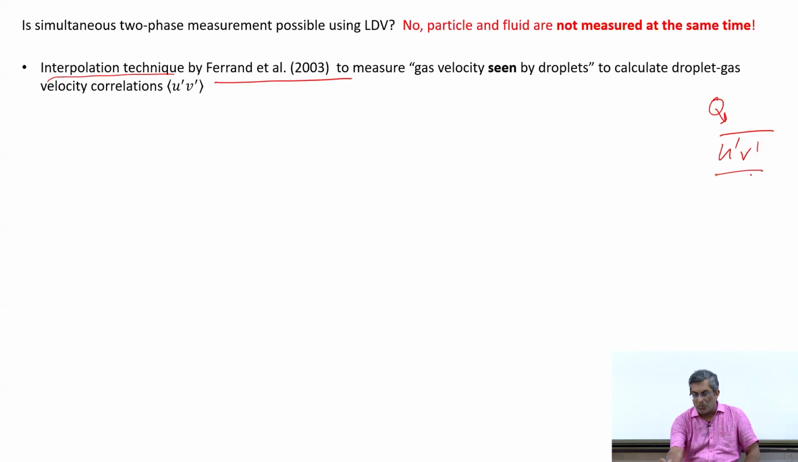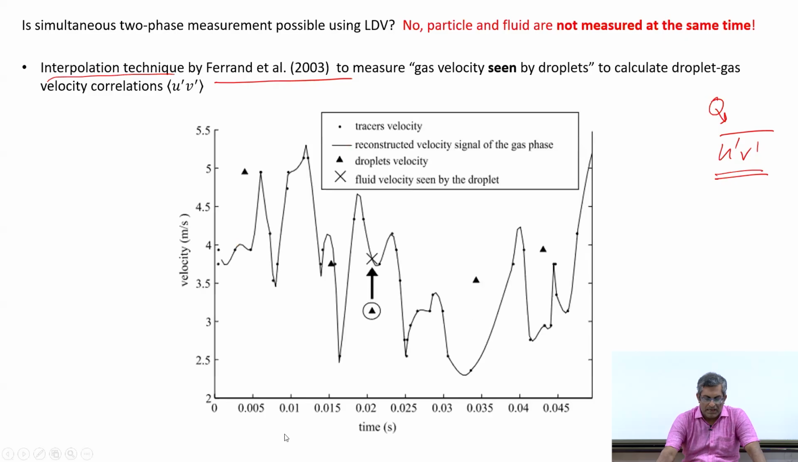Now if you want to model this term, you have to be able to find them, or you have to be able to measure them if you want to validate your models. So this means that at the same instant of time and at the same location, we want to know what is the fluctuation in the particle velocity, and what is the fluctuation in the carrier phase velocity. So here you see these triangles actually represent the droplets that they have measured with time.